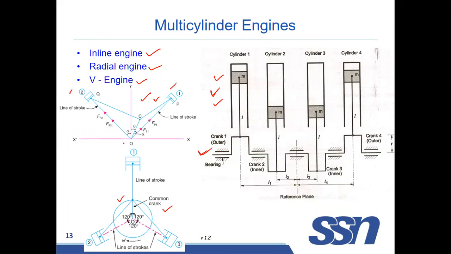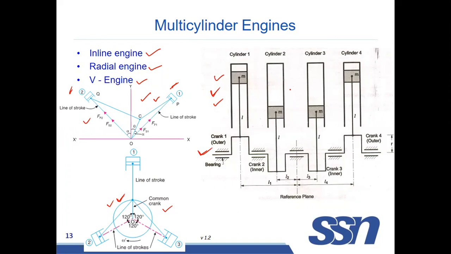In the case of the radial engine, see here, this is a crank. There are a number of cylinders; 3 cylinders are arranged radially. Hence it is a radial engine. And this is the V engine, with 2 cylinders, cylinder 1 and cylinder 2, arranged in a V shape. So this is the V engine.